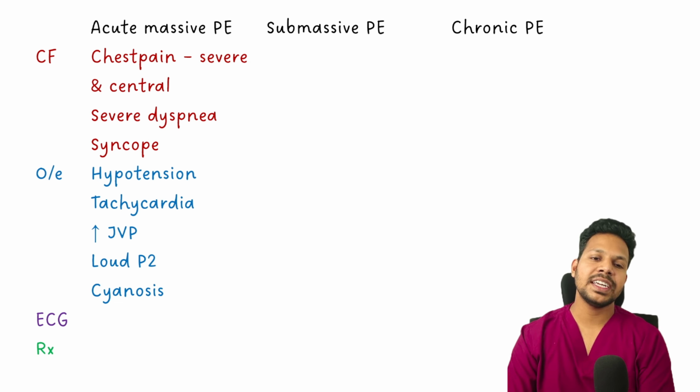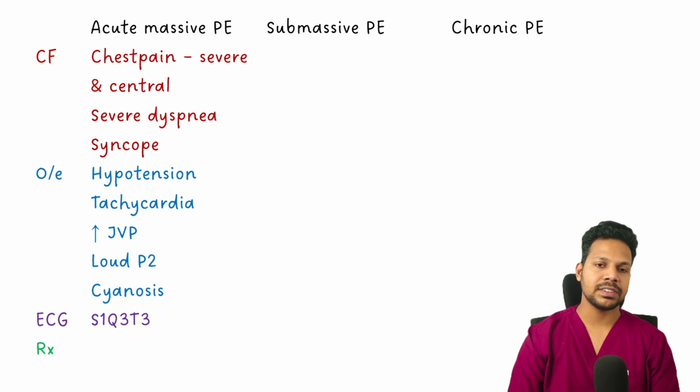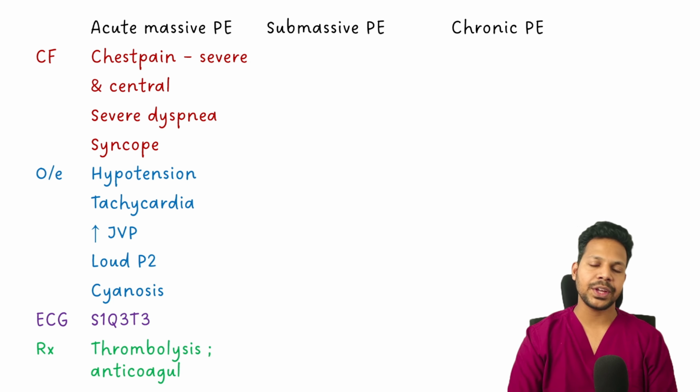And the ECG finding that we commonly see is an S1Q3T3 pattern. The treatment would be thrombolysis and anticoagulation. We'll discuss about the treatment in detail when we come to the treatment part. This is just a glimpse.